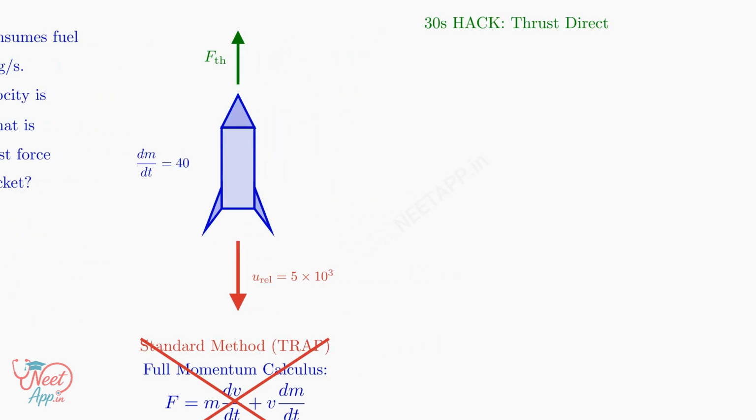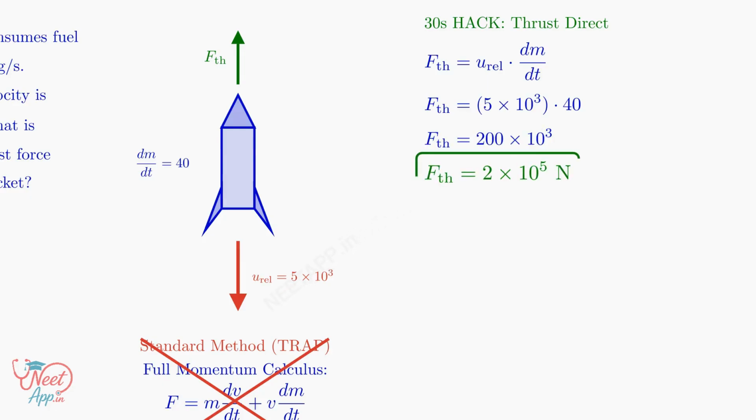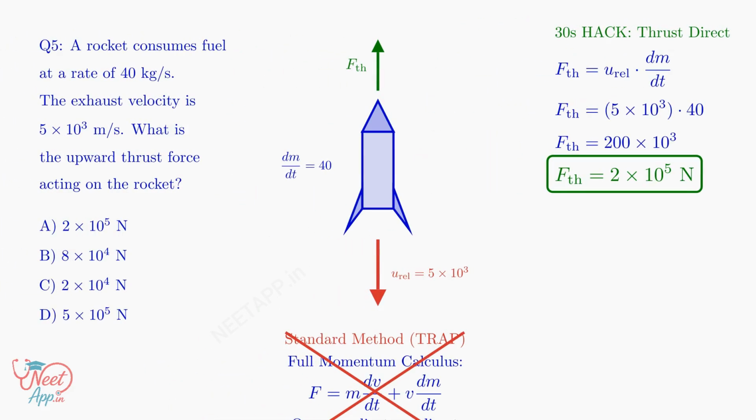Here is your 30-second thrust direct multiplier. For any rocket or water jet, the thrust force is instantly the relative exhaust velocity times the rate of mass change. Let's plug the numbers in. Thrust equals 5000 times 40. 5 times 4 is 20 plus 4 zeros. That gives exactly 2 times 10 to the power of 5 newtons. Option E is correct. Multiply exhaust speed by mass rate and secure your marks.